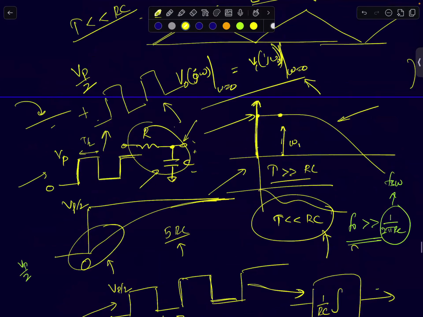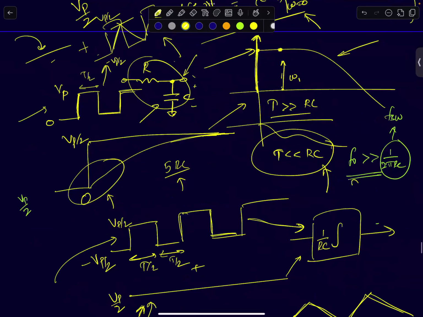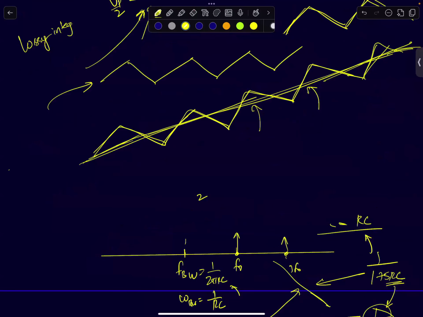For the pulse response, it is a ramp. It's a ramp like this. And one of you rightly pointed out that because it's a pulse signal which is going from a negative to positive value, it will never reach V peak. The peak to peak variations will be much smaller than V peak.